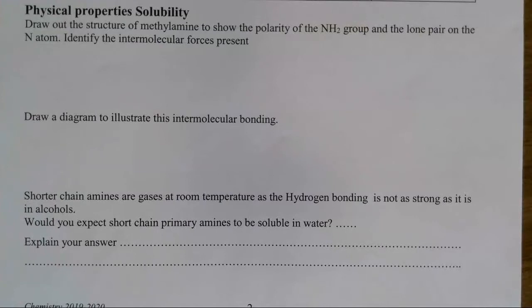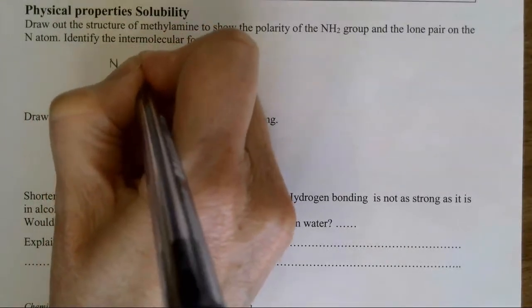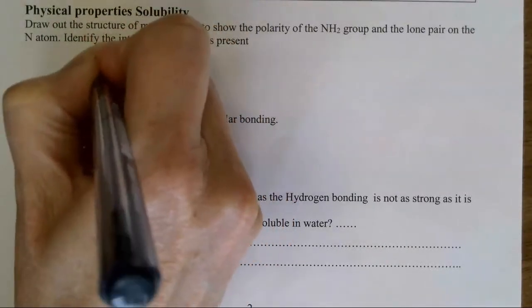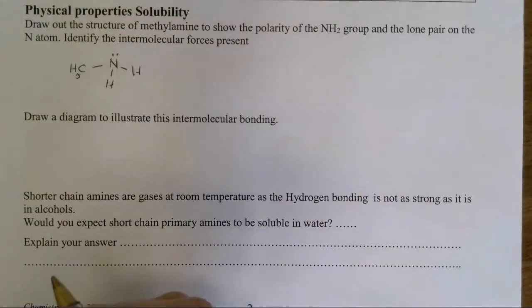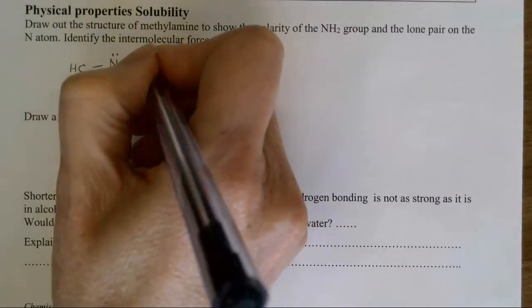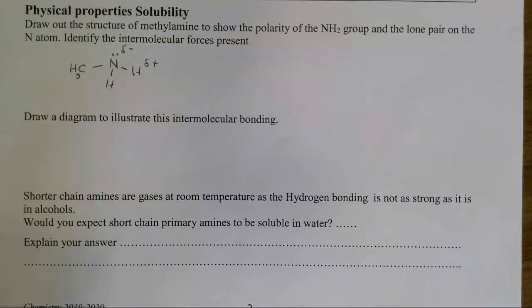So short-chained amines are soluble in water, and the reason they're soluble in water is exactly the same as why ammonia is soluble in water. They can do hydrogen bonding. So if I take, for example, methylamine, I have my nitrogen, I have 2 hydrogens, and I have that CH3 group. Well, I've still got the lone pair on the nitrogen. I've still got a hydrogen, delta positive, attached to that very electronegative nitrogen, so I can still do hydrogen bonding.